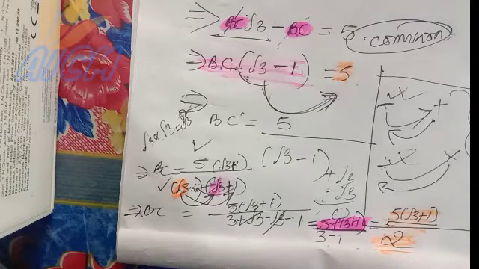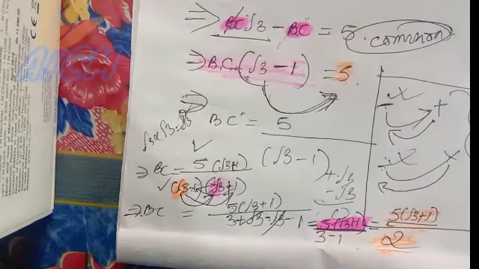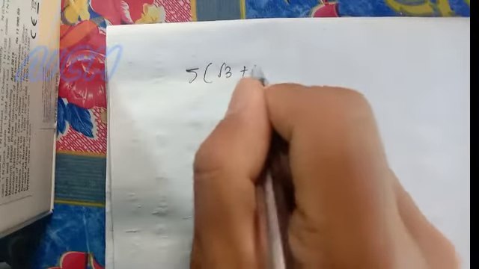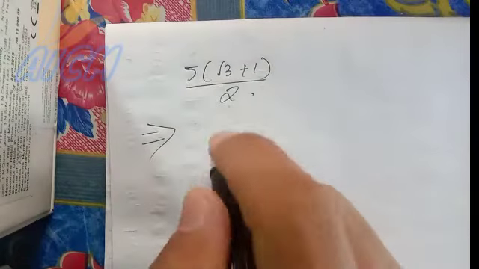And let us remember this. What is the answer? 5 root 3 plus 1 divided by 2. This is the answer that we get till now. Okay, let me proceed on further. Now let me proceed on further.